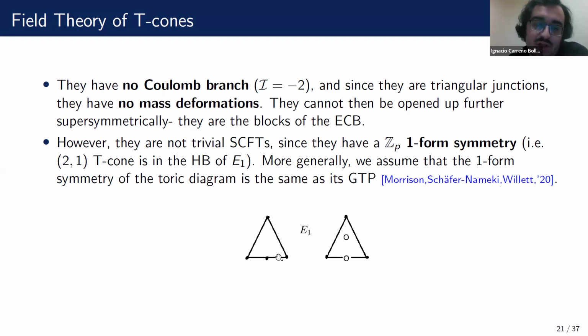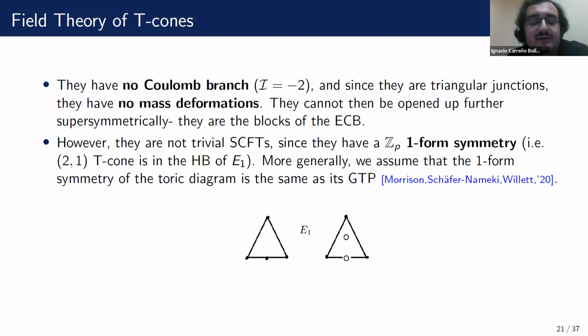Now, going through these manipulations corresponds to turning on local VEVs for local operators. These are the mass deformation and also the Higgs branch deformation we do here. So since one-form symmetries cannot be broken by VEVs of local operators, we claim that the Z2 one-form symmetry is inherited by the 2-1 T-cone.